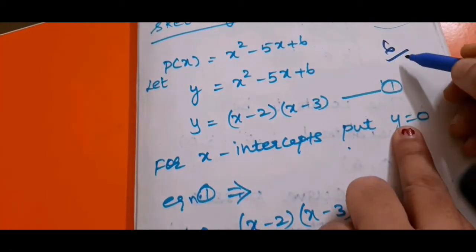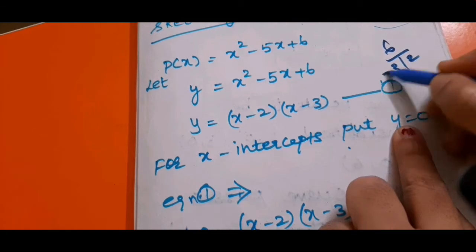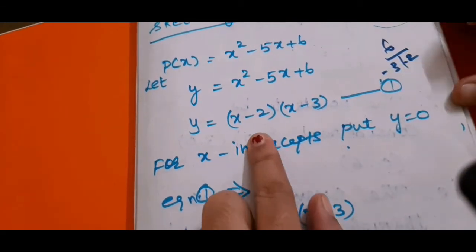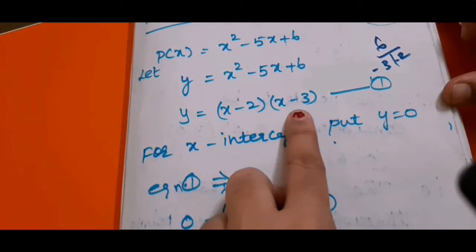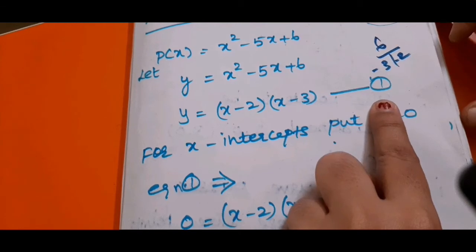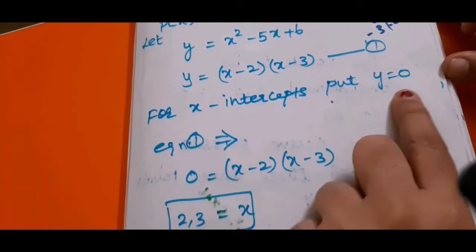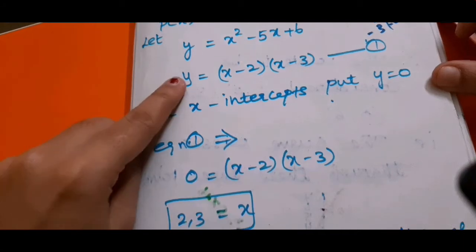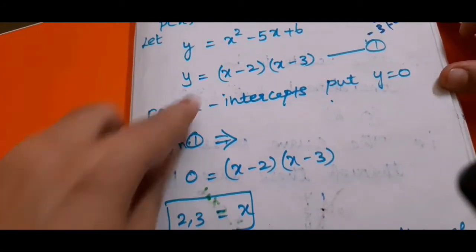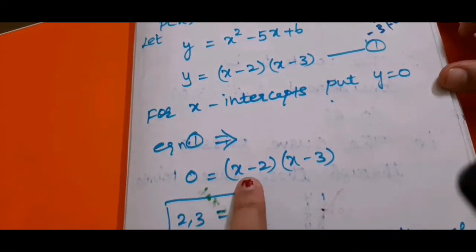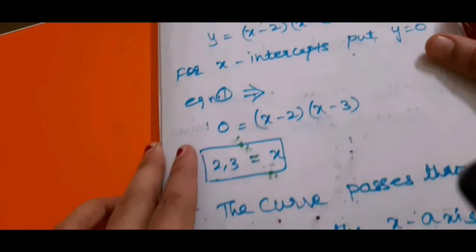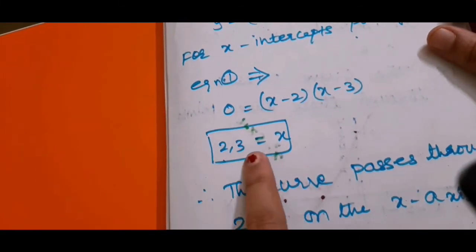6 can be factorized as 3 twos are 6, minus 3, minus 2. So I can write this as (x minus 2) into (x minus 3). This one I can take as the first equation. For getting the x-intercept, you want to put y is equal to 0. So if you substitute y is equal to 0, then 0 is equal to (x minus 2) into (x minus 3). Therefore, x is equal to 2, 3.